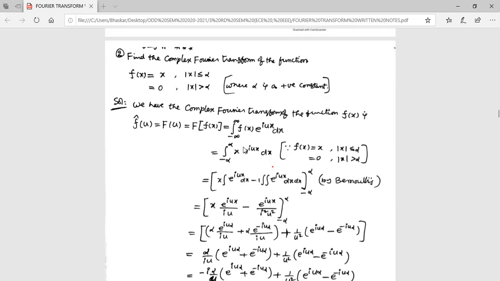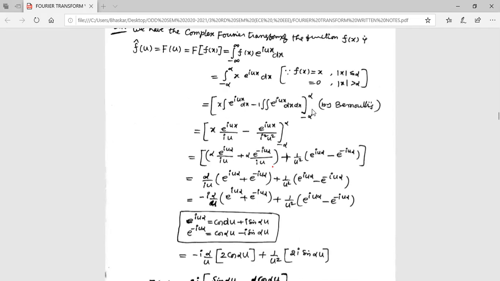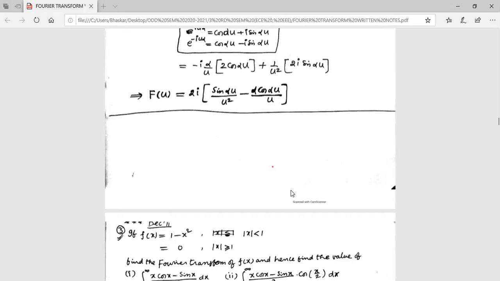Now, this is u into the integral dv. Here also we are applying Bernoulli's formula. I think you already know about this. Now I am substituting the upper limit as well as the lower limit. Now here, if you cancel, we will get minus i alpha by u times cos alpha u plus 1 by u square times 2i sine of alpha u. Now if you write this out, you will get the Fourier transform for this function.